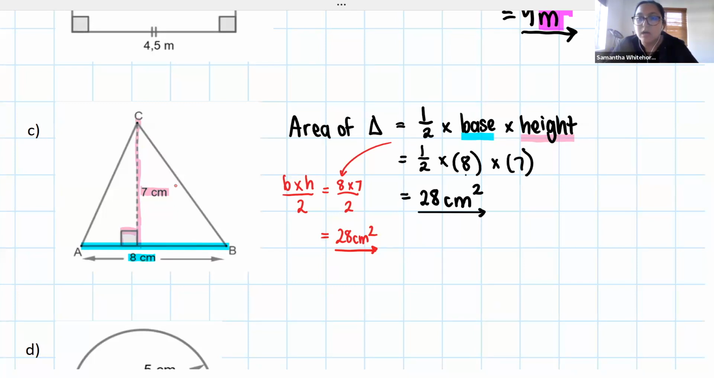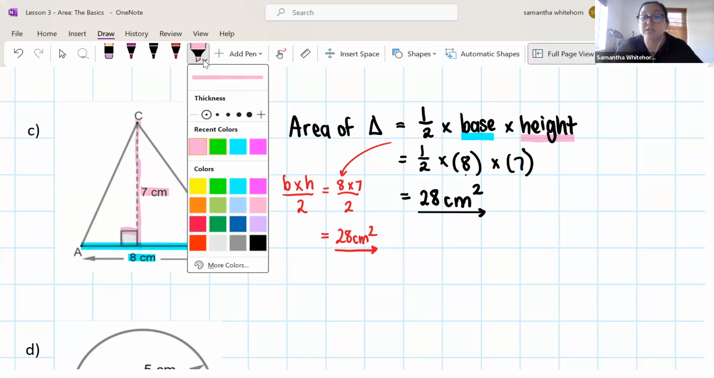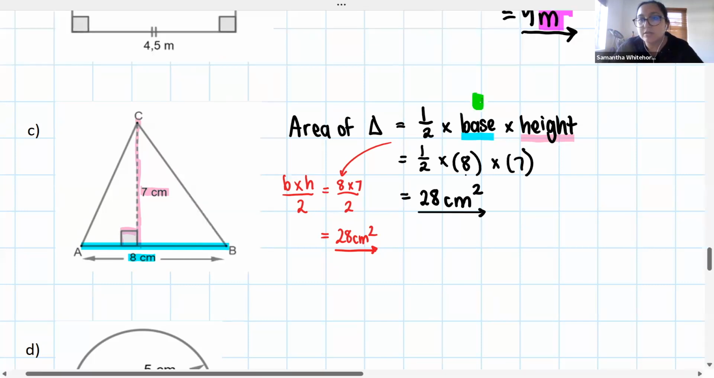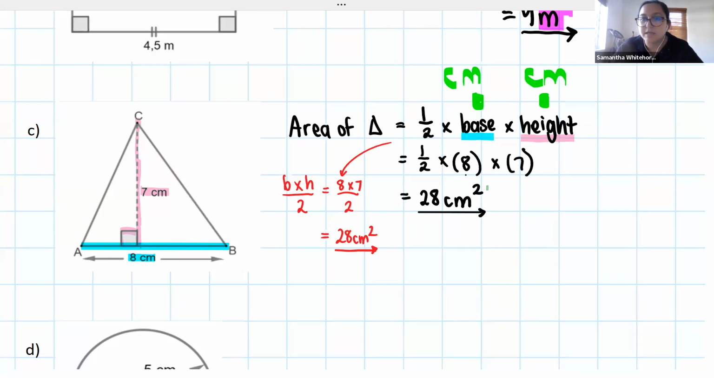I'm not sure why you feel it must be cubed, because remember I said area is a dimension times a dimension. Here's one dimension times a second dimension. So we've got a centimeter times a centimeter, and that gives us our centimeters squared. Cubed is when we start talking about volume. Cubed is when we now have 3 dimensions that we need to multiply and we get volume. So anytime we are talking about area, it is always units squared.